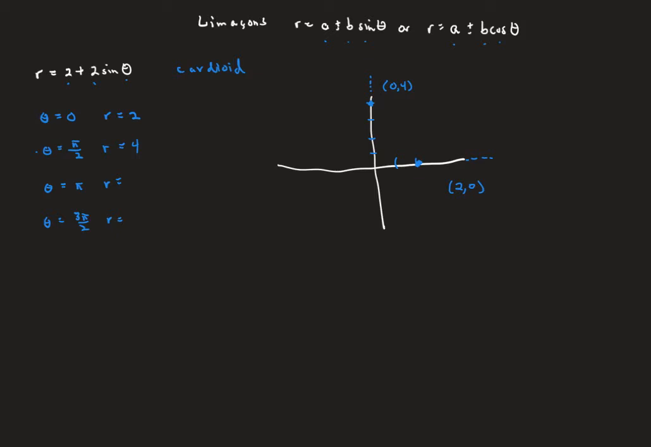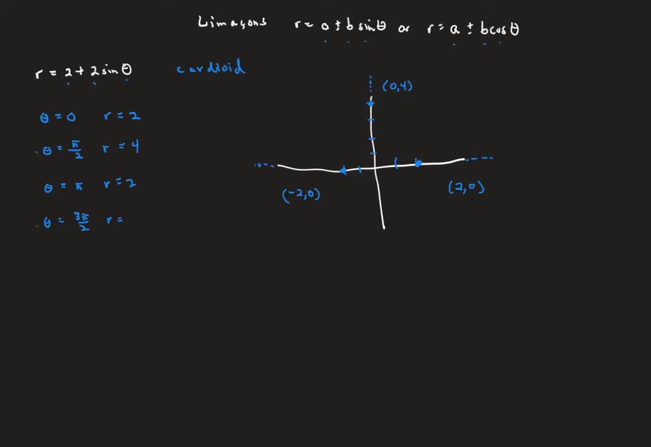At theta equals pi, sine of pi is again 0. 2 times 0 is 0, plus the 2 makes r equal to 2 again. Here's our angle pi. If I come out on that 2 from the pole, that's going to give me that point right there. I'm going to label that in rectangular coordinates, xy coordinates, as negative 2, 0.